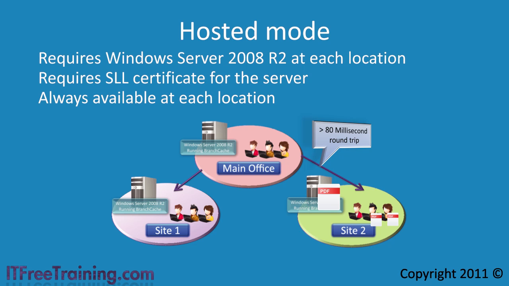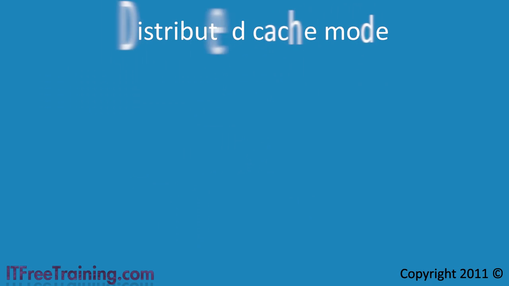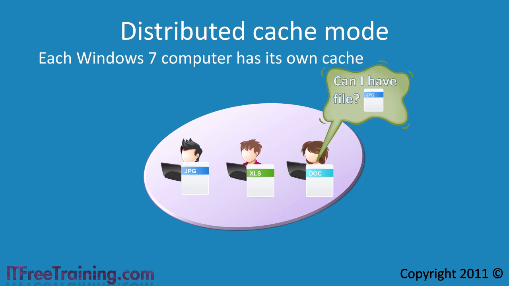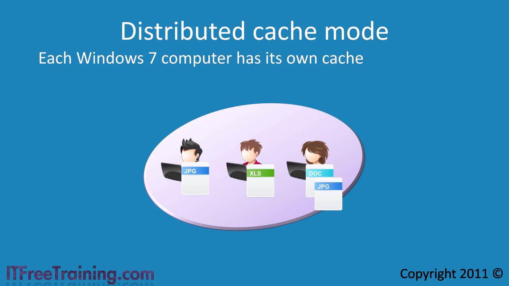If you don't have Windows Server 2008 R2 at each branch office, you may use the second mode called Distributed Cache Mode. In this mode, each Windows 7 computer has its own cache. When a file is copied over the network, it is stored on the local cache. If another Windows 7 computer wants the file, it will send a broadcast on the network asking the other computers if one of them has it. If one of the computers does, the file will be transferred from that computer rather than using the wide area network.